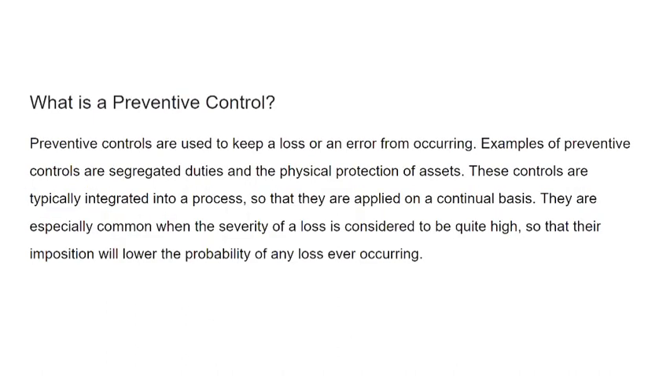What is preventive control? Preventive controls are used to keep a loss or an error from occurring. Examples of preventive controls are segregated duties and physical protection of assets. These controls are typically integrated into a process so that they are applied on a continual basis. They are especially common when the severity of a loss is considered to be quite high, so that their imposition will lower the probability of any loss ever occurring.